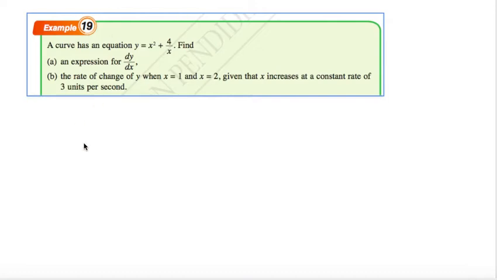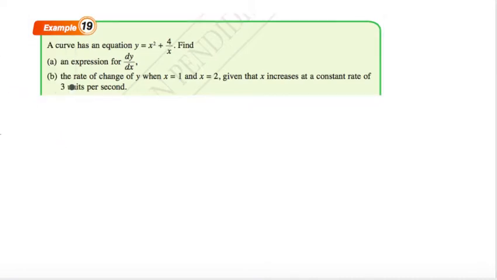Okay, rate of change. A curve has an equation. Find an expression. So for part A, we find the dy/dx first. Before we find dy/dx, we write y equals x squared plus 4x to the power of negative 1. This one goes up, which is easier for us to do dy/dx.